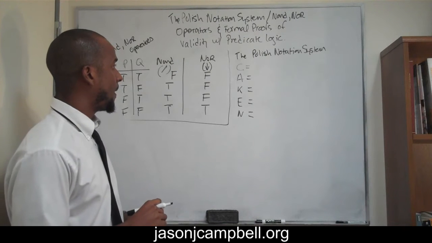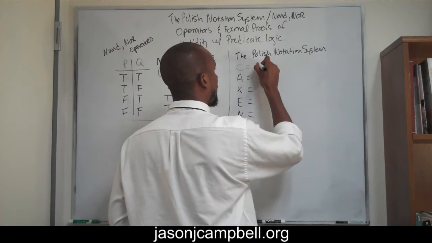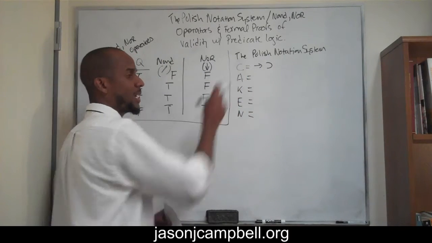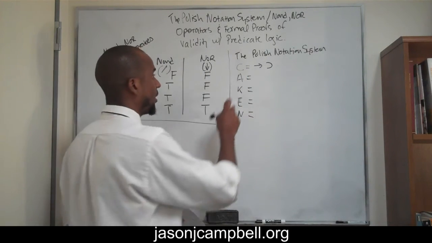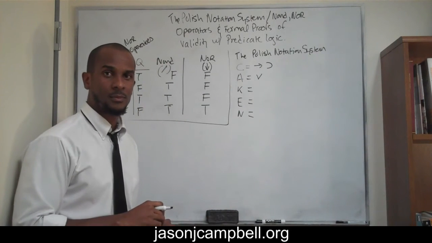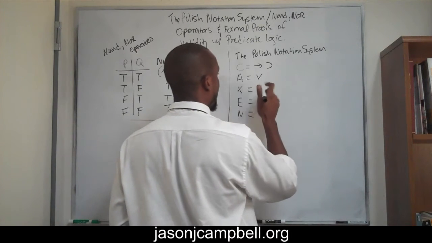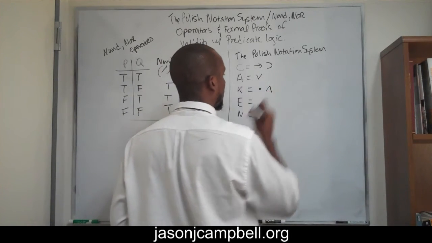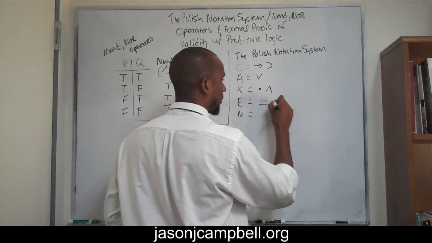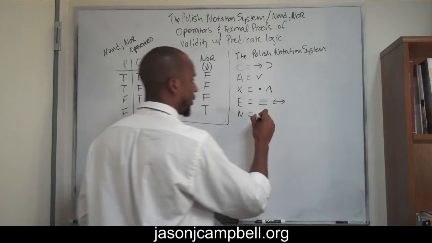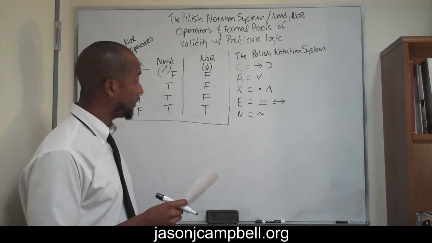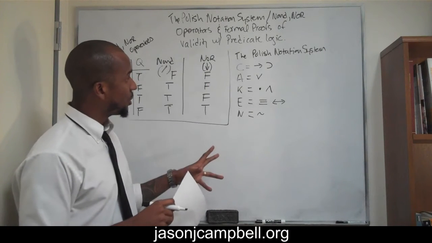C is your conditional. Anytime you see a conditional, you're going to replace that conditional with the letter C. A is your disjunct. K is your conjunct. E is your biconditional. N is your negation. C-A-K-E-N. Okay, so that's the Polish notation system.